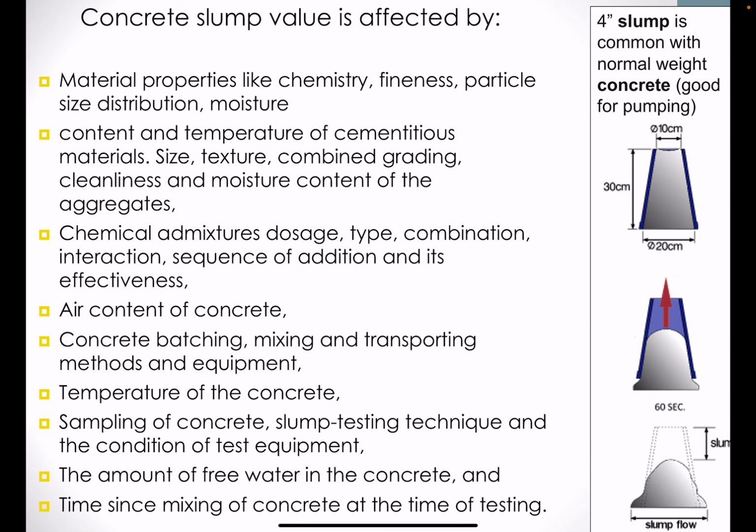To elaborate on that, we know that things like the chemistry, or how much reaction or hydration chemistry has occurred, the fineness of any included powders or particles, and the distribution of the size of those, and even the moisture content of the additives play a key role in affecting the slump value. The history, meaning the temperature of the cementitious materials, the size, the texture, combined grading, cleanliness, moisture content of all those aggregates also plays a big role.